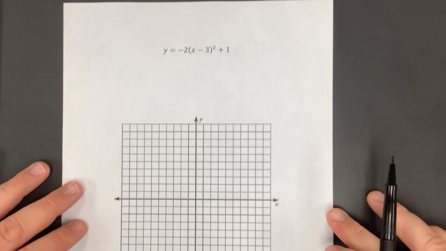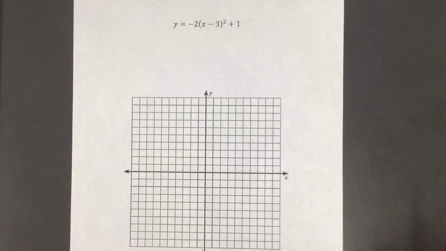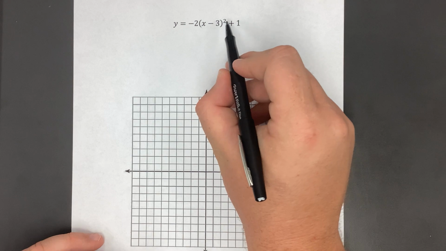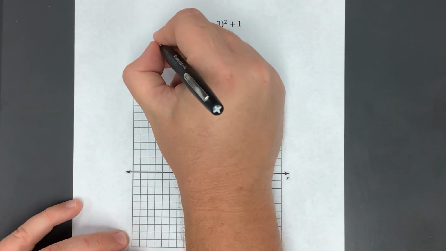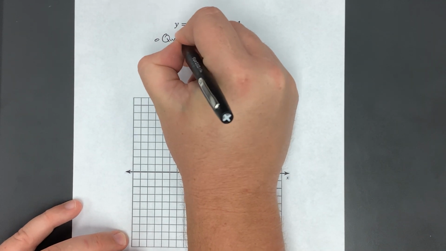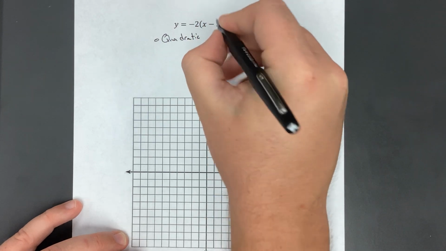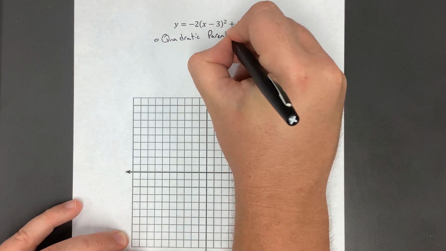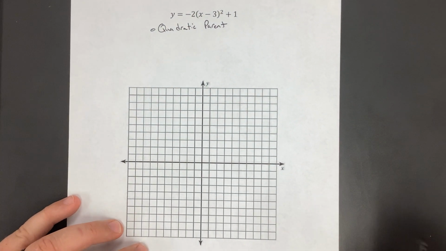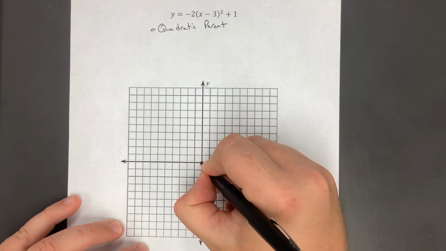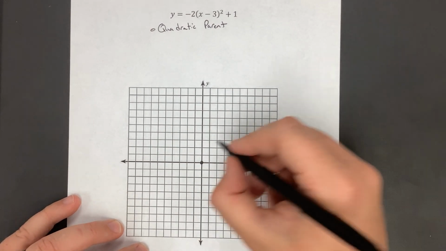Okay, so our first example. When we do all this, we want to first identify what type of parent function it is. Because we have this square here, we know that this is a quadratic parent function.